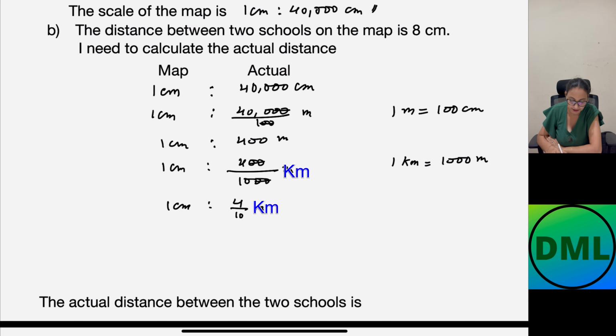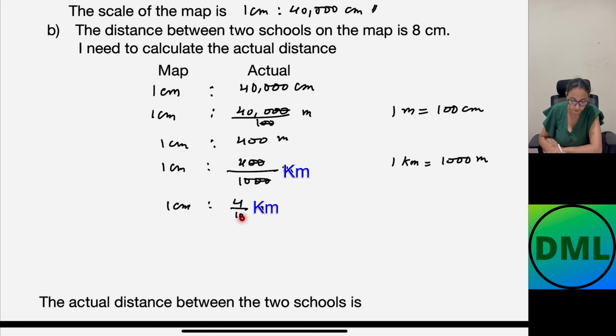I need to write down 4 over 10 in the decimal form. As I have only 1 zero in the denominator, I have to put decimal after 1 digit. We have 4 in the numerator. So 1 centimeter is to 4. I have to put decimal after 1 digit. That means this is my first digit and after that I have to put 1 decimal. Let's write down here. My decimal will be here and before that you have to put 0. This is 0.4 kilometer. This is my scale.